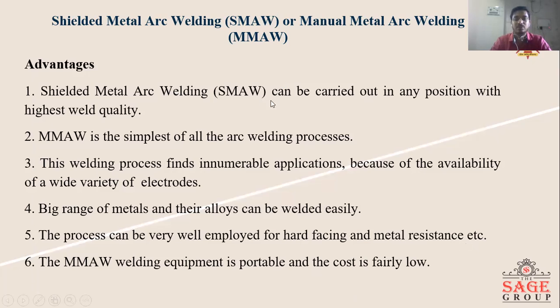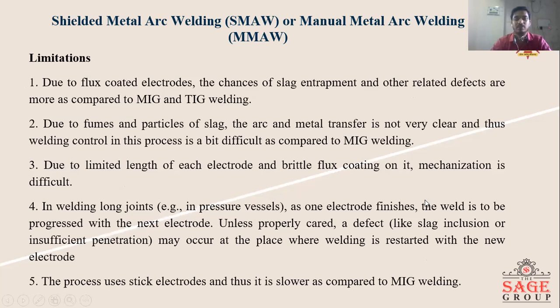Advantages of SMAW. SMAW can be carried out in any position with the highest weld quality. MMAW or SMAW is the simplest of all arc welding processes. This welding process finds enormous application because of the availability of a wide variety of electrodes, and a big range of metals and their alloys can be welded easily. The process can be very well employed for hard facing and metal resistance, etc. The SMAW welding equipment is portable and the cost is fairly low. So these are the advantages of SMAW.